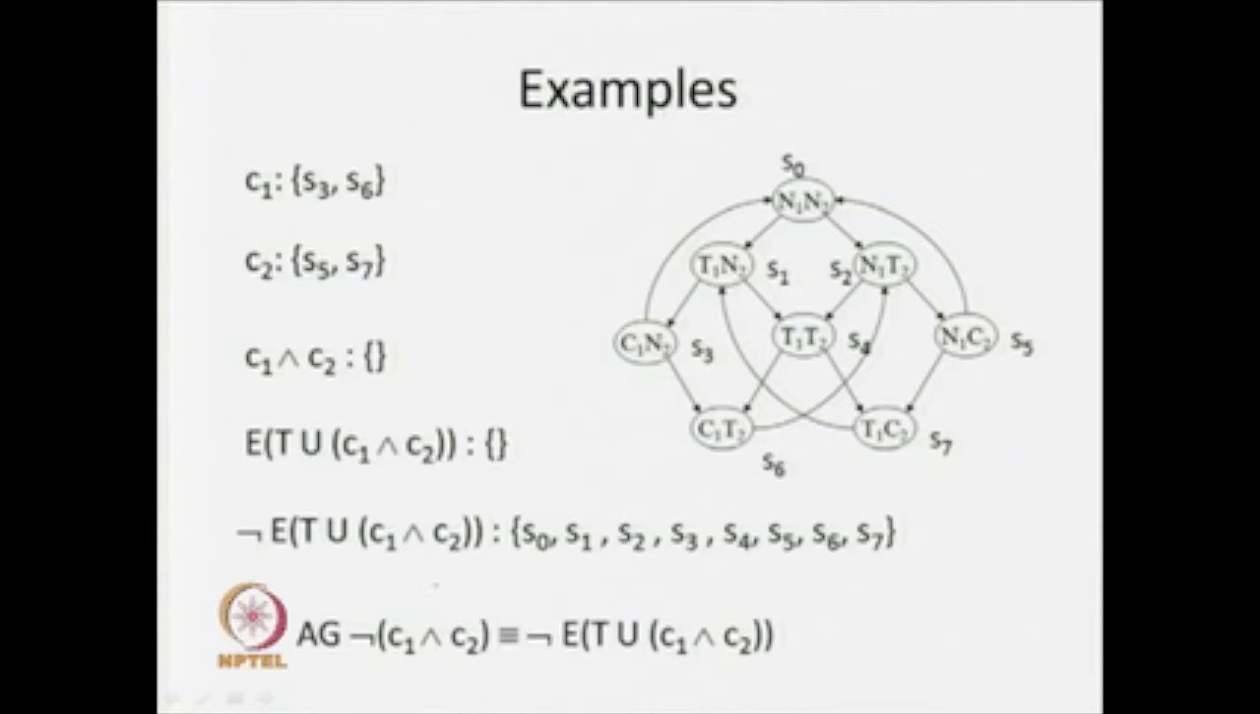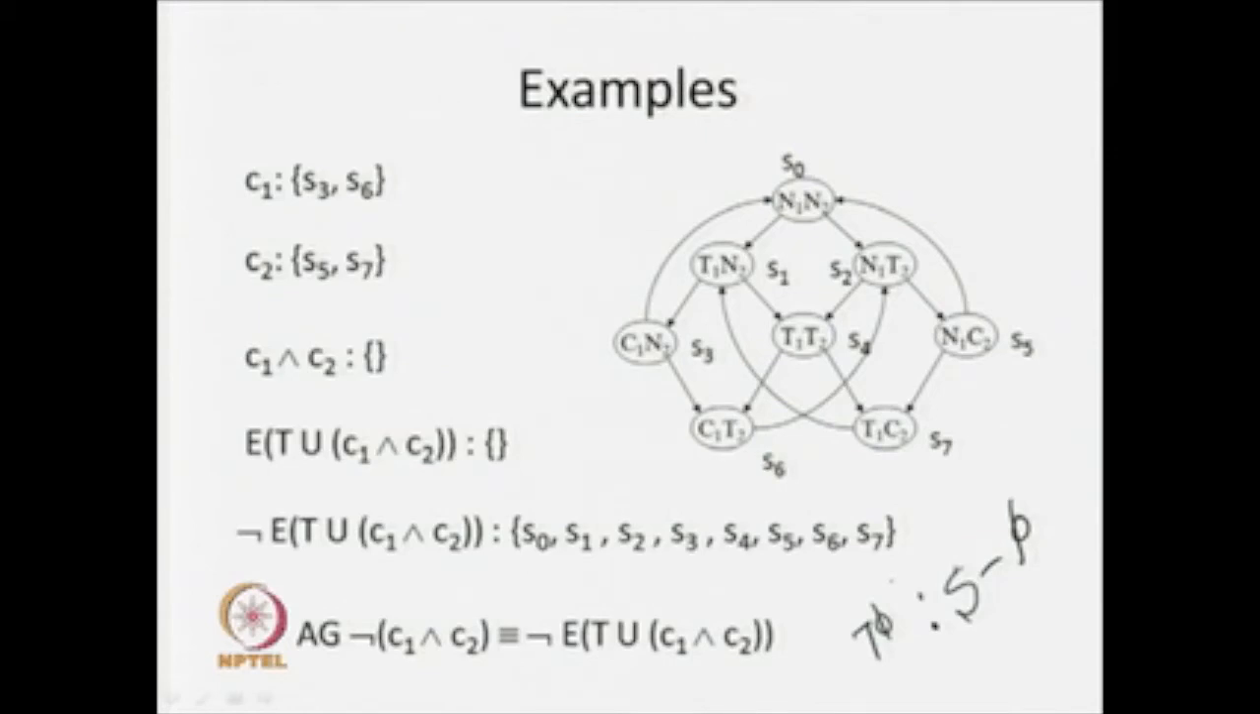Now, when E true until C1 and C2 is a null set, what is the negation of this? Negation of this is nothing but the complete state space minus where the formula phi is true. So, this set gives me where the formula not of phi is true. My total state space is given over here. The states where this particular formula is true is given as your empty set or null set. So, the negation of this formula will be true in all the states.